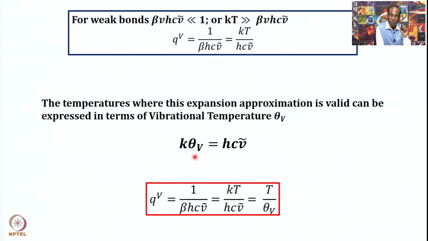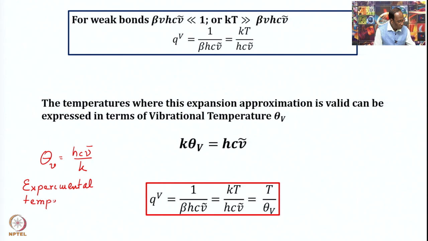The characteristic vibrational temperature is introduced by writing this equation: k times theta V is equal to hc nu bar, where theta V is the characteristic vibrational temperature. That means theta V is equal to hc nu bar by k. You can work out the units of this; it will turn out to be a temperature unit. You calculate this theta V, and on the other hand, we have, let us say, the experimental temperature, which is T.